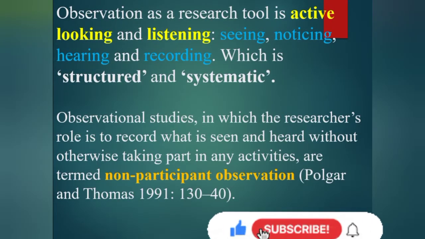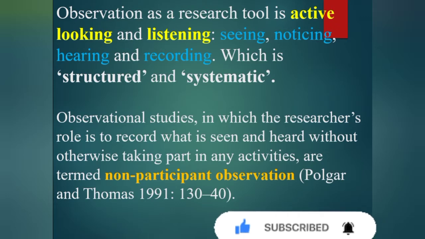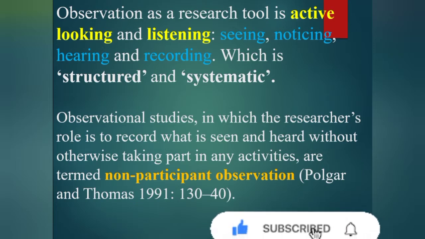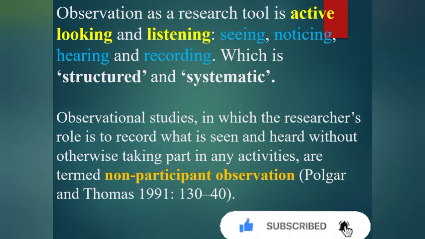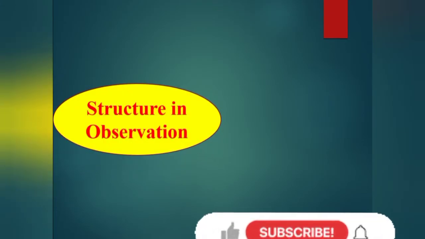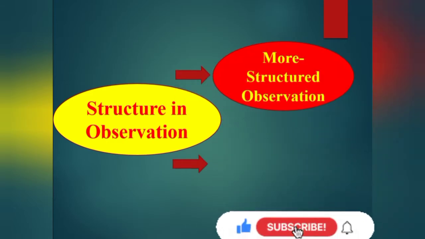Observation as a research tool is active looking and listening, seeing, knowing, hearing and recording, which is structured and systematic. Observational studies, in which the researchers record what is seen and heard without otherwise taking part in any activities, are termed non-participant observation. Holger and Tama, 1991, 130-40. Structured observation: more structured observation and less structured observation.